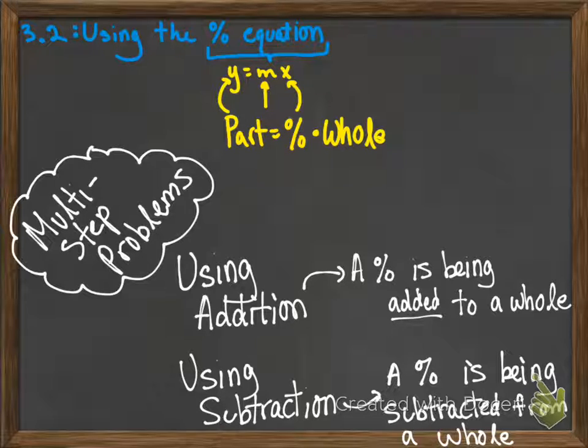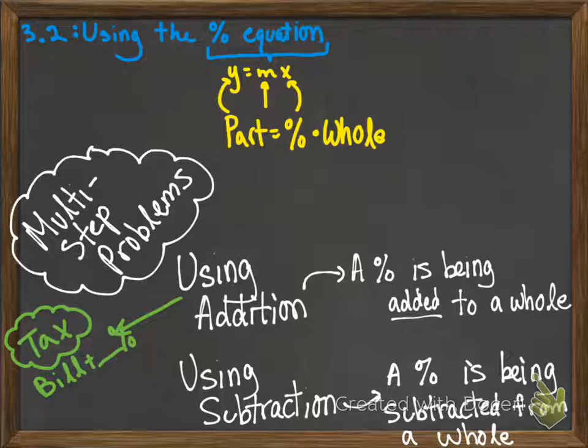So let's look at some specific examples. Using addition, an example would be tax, right? You go to the store, you pay some amount of money for an item, and then they add the tax on top of that, and that tax is a percentage of the cost. So the equation would be the bill, the amount of money you're spending for it, plus the percentage. In Illinois, our retail tax is 10%, so you take whatever the item costs and then you add 10% on top of that, and that's how much money you would pay the cashier.